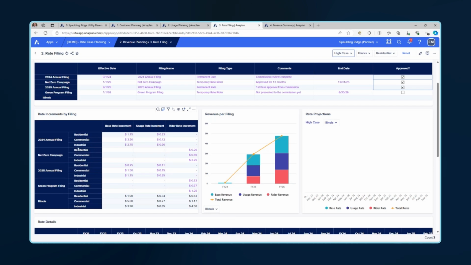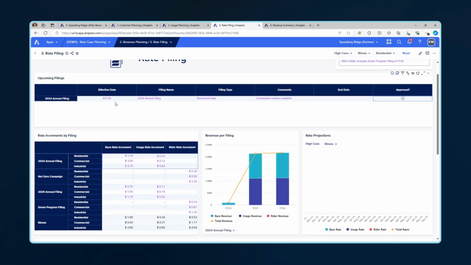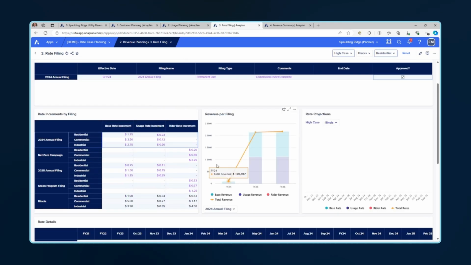So lower on this page here, you'll see some of the analytics associated with each one of these filings. So here in our 2024 annual filing, if I click on that, you'll see the revenue associated based on our customer projection, our usage projection. What does that filing bring in to our overall revenue? So it's split based on an effective date of September 1st, 2024, between FY 24, 25, and 26. It's got base revenue increments, and it's got usage revenue increments. So you'll see across 25 and 26, it's just over 2 million that it's adding to our bottom line.